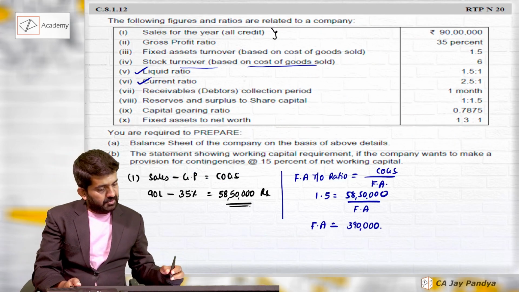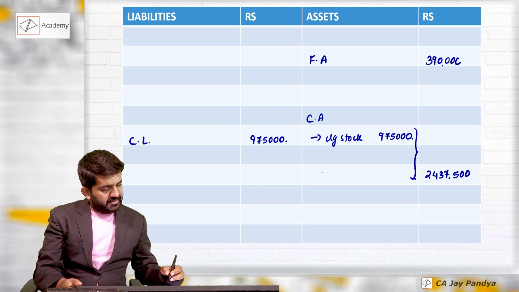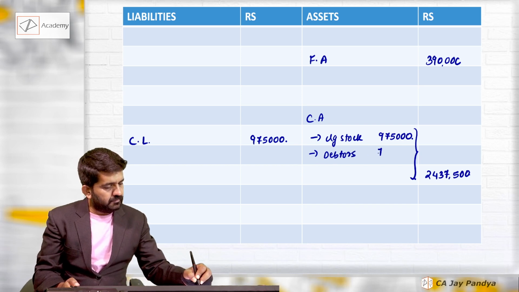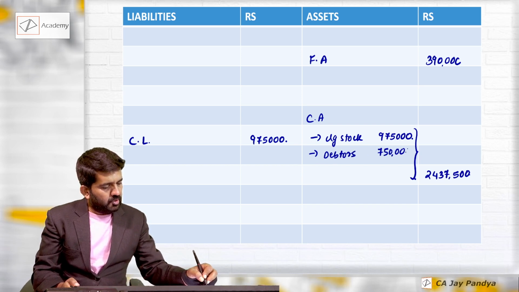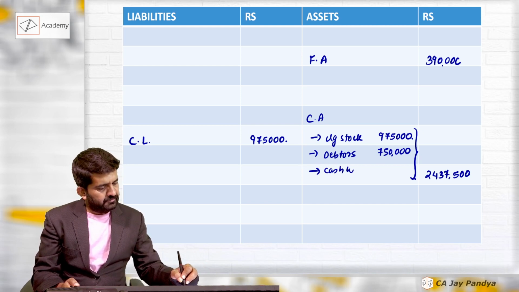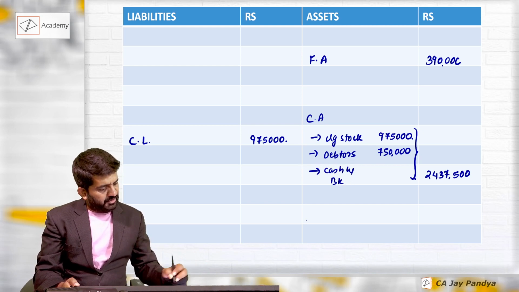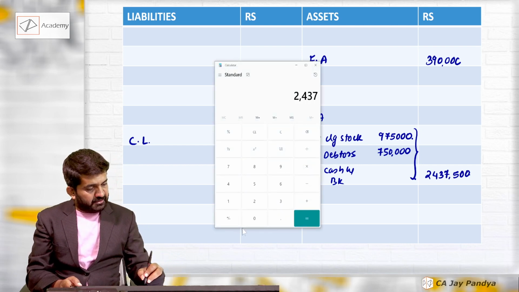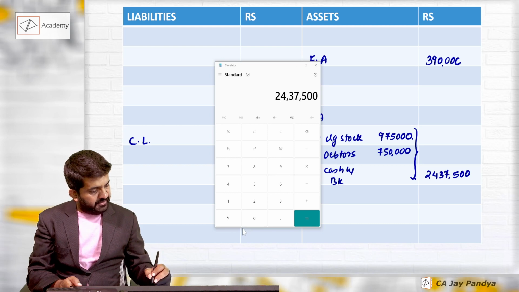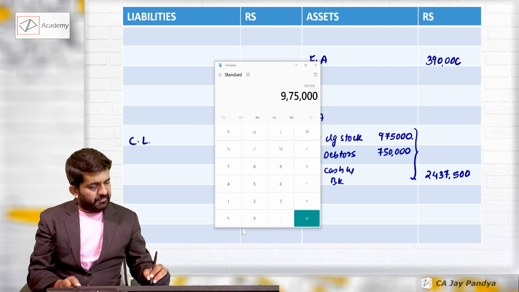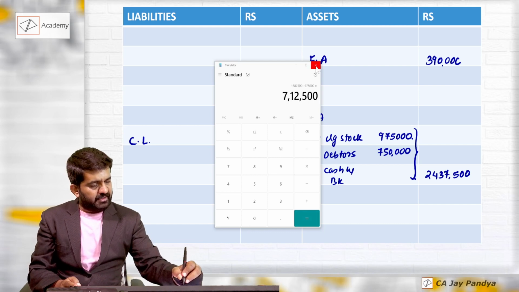7,50,000. So I'll be getting the answer of debtors 7,50,000. Automatically I will be getting the answer of cash and bank and other current liabilities will be 24,37,500 minus 7,50,000 minus 9,75,000. 7,12,500.